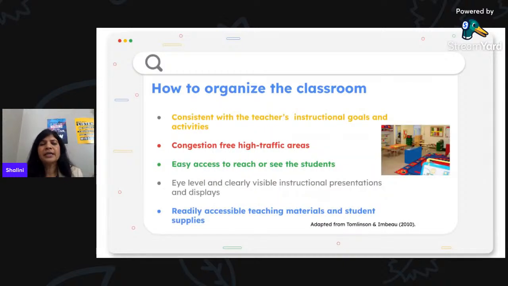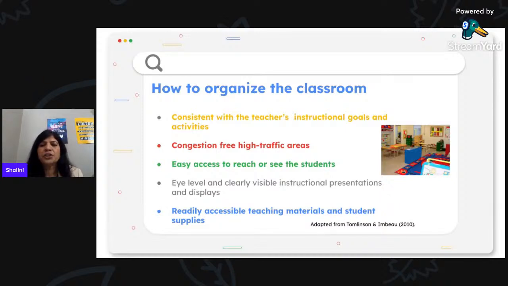Now, how to organize the classroom? When you have to plan a lot of different activities for different learners, your classroom will look chaotic. For that, we need to take care of certain things. Whatever activities we are planning have to be directly connected with or consistent with your instructional goals, or we have our scope and sequence. We know what we are trying to teach, and these activities are not just for the sake of making the child happy, but will help the child learn and grow and reach the learning outcomes that we have set for the class.